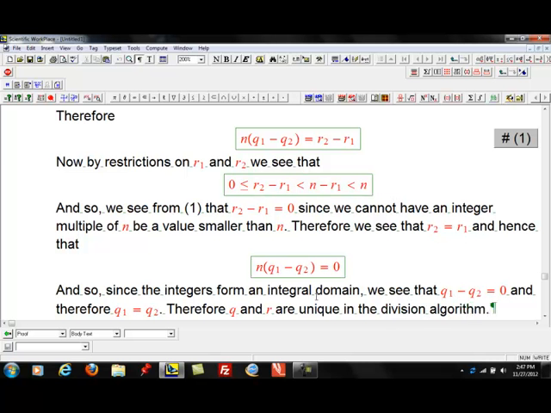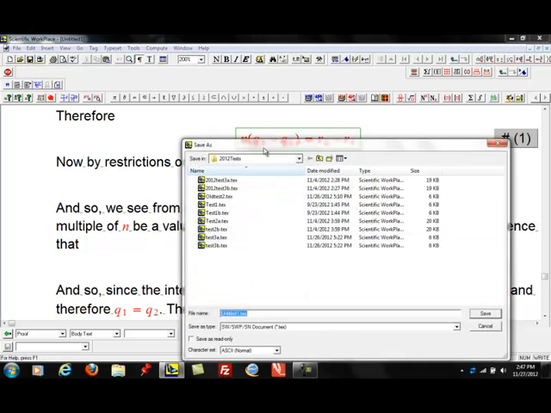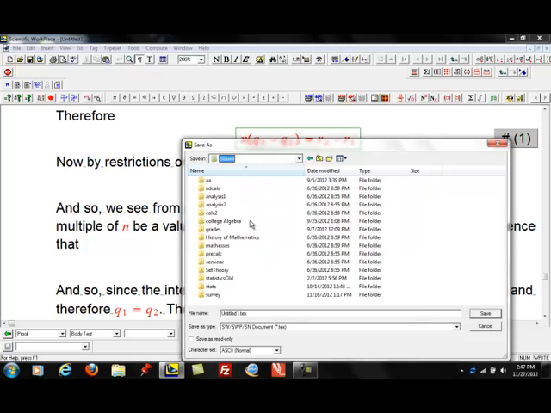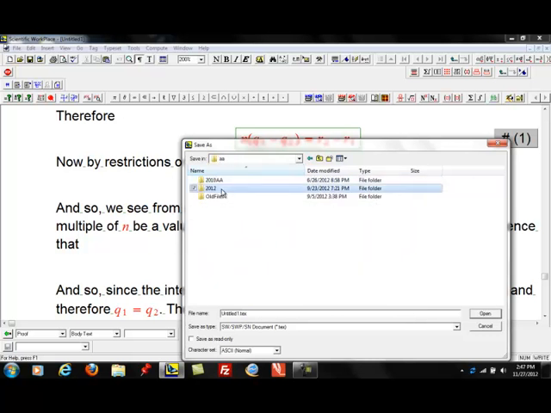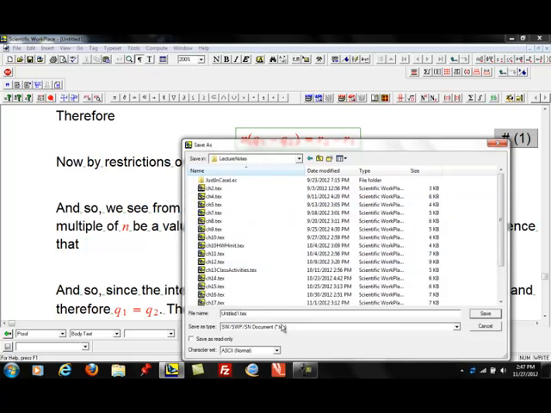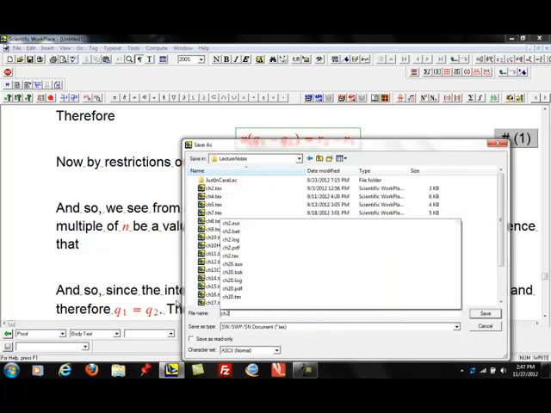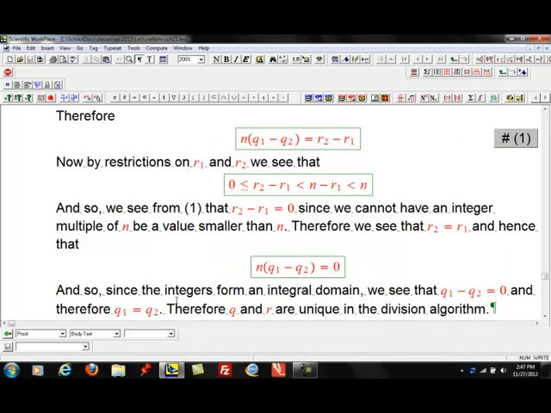There's uniqueness. It wouldn't have taken them that much longer to put that in there. I don't know why they didn't, but they didn't. They wanted to leave the reader something to do. Okay, so there's the uniqueness part for the division algorithm.